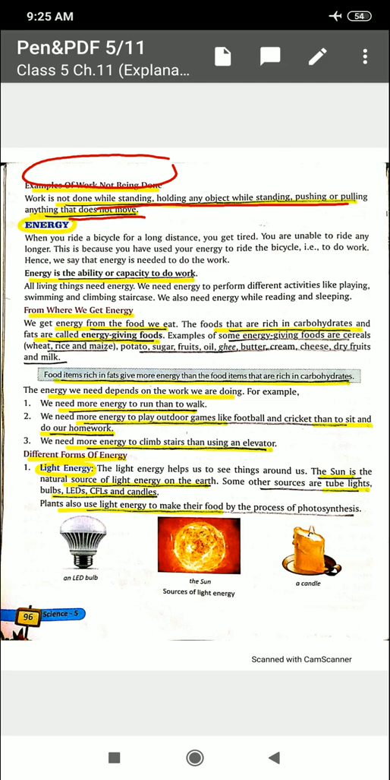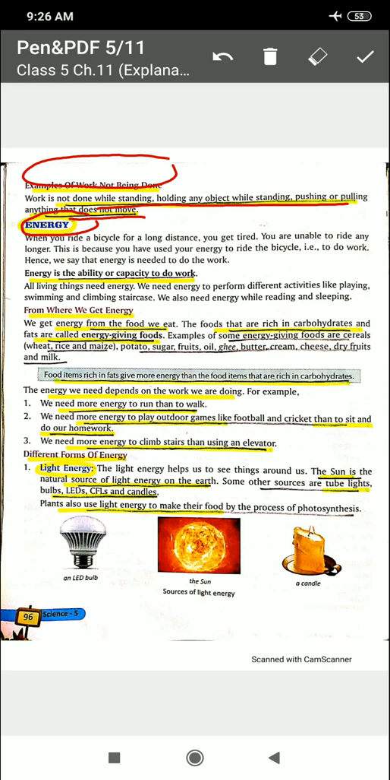So children, I hope this concept is clear that work is said to be done only when the force is applied on an object and the object moves from its place in the direction of applied force. So this is about the work done. And we have discussed so many examples about work done when I introduced the chapter. Fine. Now the next topic is energy.